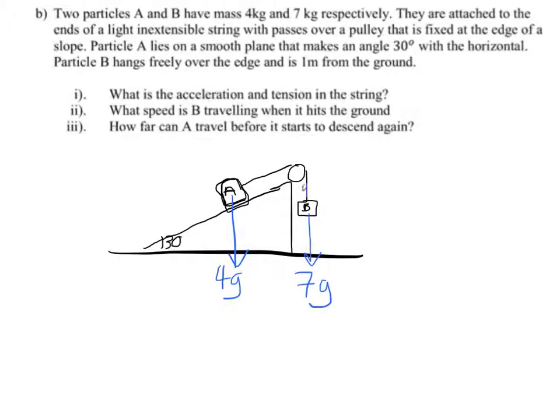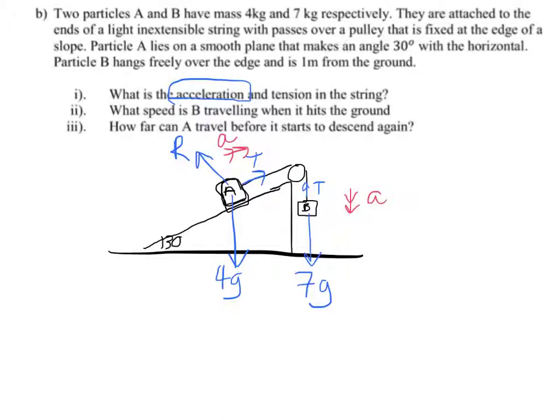Then tension, and reaction. What else can we draw? We want to find out what the acceleration is, so we want to think about which way it's accelerating. What's going to happen in this situation? B is heavier, so this particle is going to accelerate this way, and particle A is going to accelerate up the plane.